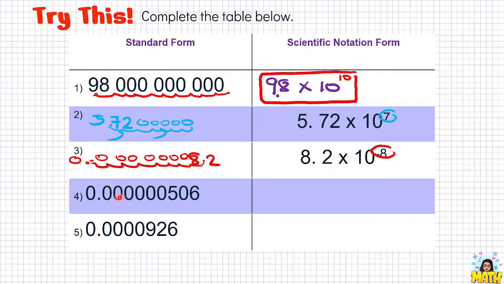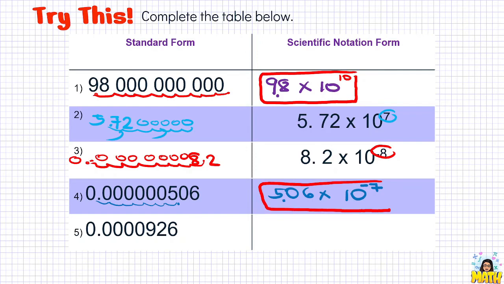Next, for number 4, the significant figures here are 506. We included the 0 because it is sandwiched between two non-zero digits. So we'll have here 506, and we put the decimal point after the first non-zero digit, times 10 to the 7th power. Since that is going to the right and the number is also small, this one is negative. So this is 5.06 times 10 to the negative 7th power.